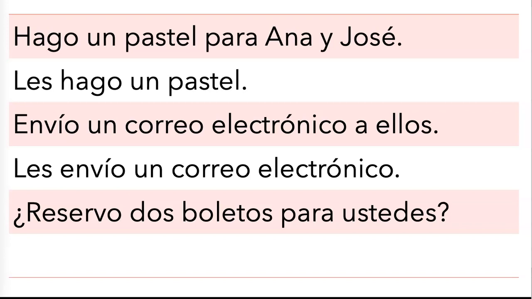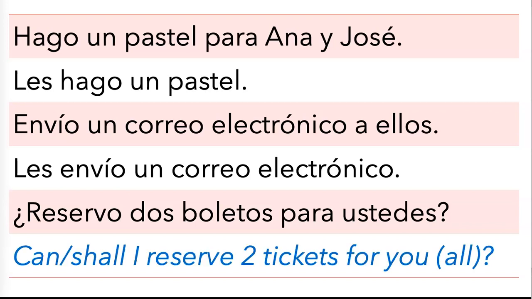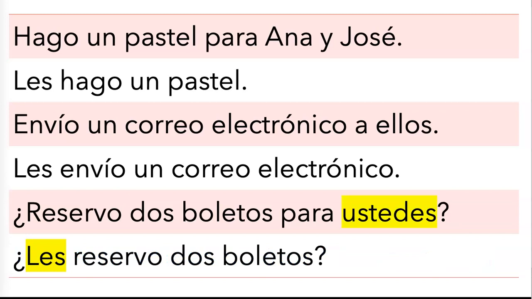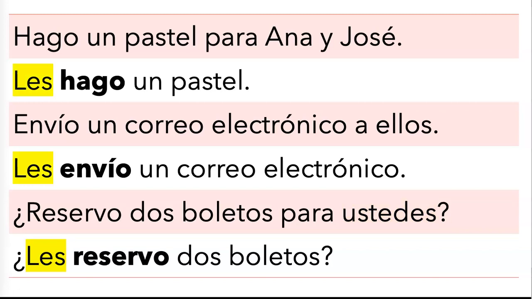Reservo 2 boletos para ustedes. Translate this one, please. Can or shall I reserve 2 tickets for you all, you plural, and replace ustedes with the indirect object pronoun. Les reservo 2 boletos. And again, note, these sentences only have one verb. Our only option is to place the indirect object pronoun before that conjugated verb.